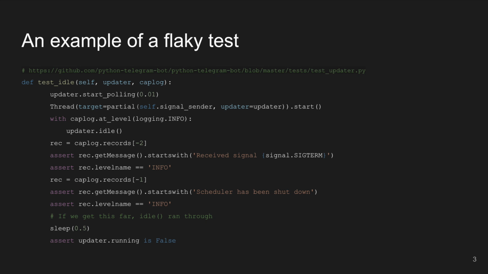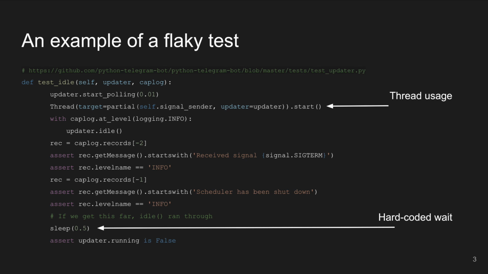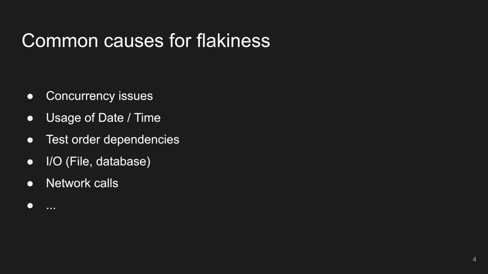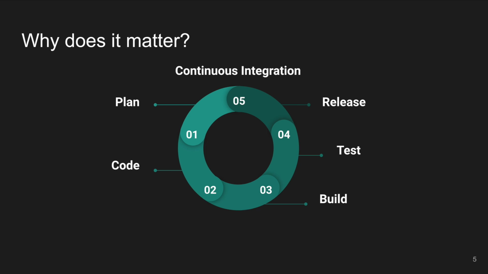Here is an example of a flaky test. It executes instructions followed by some assert statements. More importantly for us, we see that it is using a thread and a hard-coded wait. The cause for flakiness is likely due to this. Depending on the executions of this test, half a second might be enough for the test to pass and sometimes not. Other causes for flakiness include concurrency issues, usage of date or time, and others. What's important is that in many cases, hints for flakiness can be found in the code, as we saw in the examples. So why does it matter?